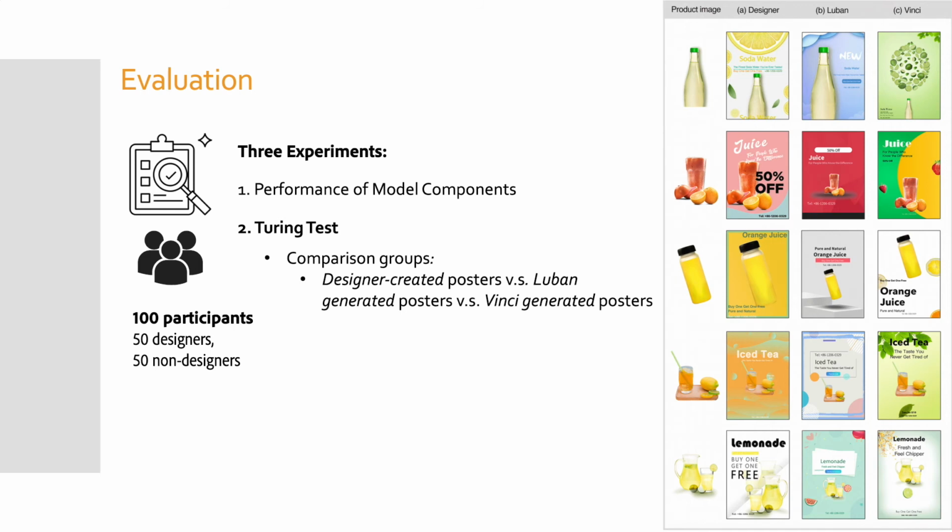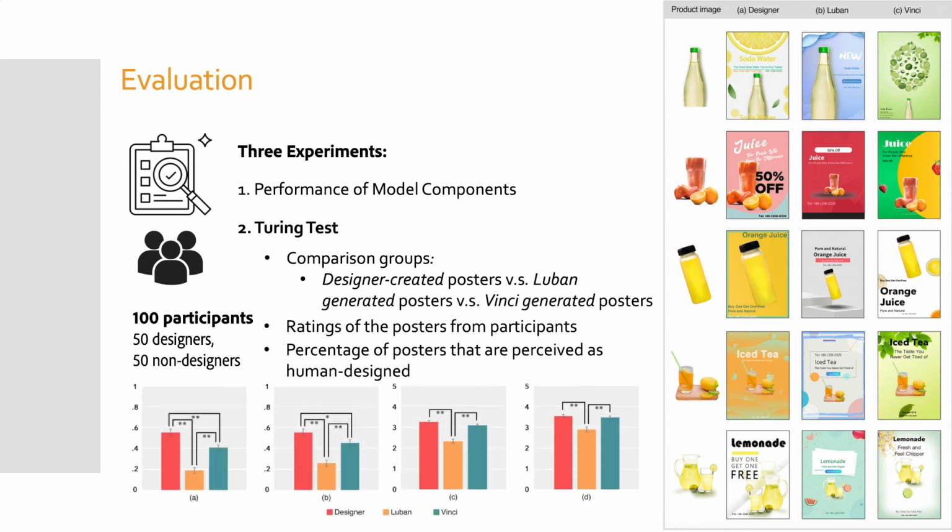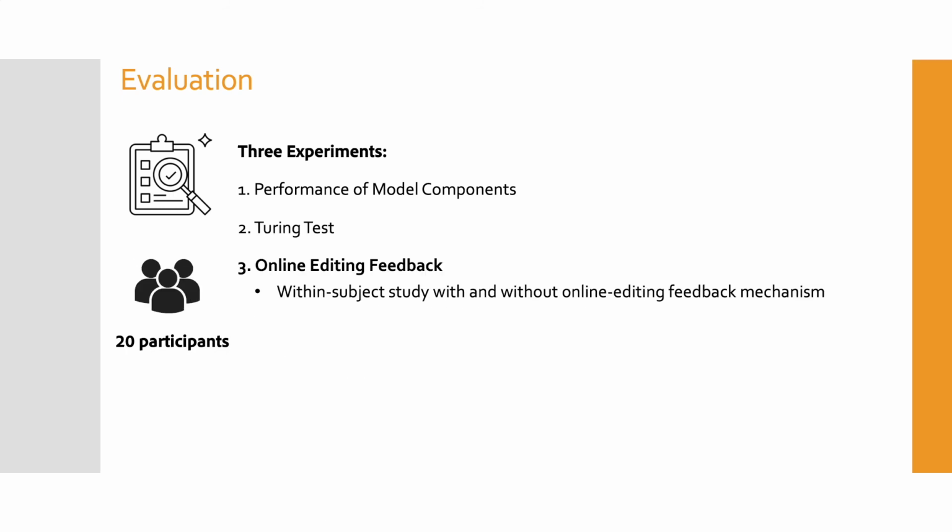In our second experiment, we test the overall design quality of posters by asking the participants to rate designer-created posters, posters generated by a commercial state-of-the-art tool developed by the Alibaba group called Luban, and the posters generated by Vinci, and ask them whether they think the posters are generated by human or machine. Without any doubt, posters from real designers received the highest ratings. However, we found a significantly larger percentage of posters that are perceived as human-created in Vinci compared to Luban, while at the same time they also receive higher ratings, which indicates that our system actually outperforms the state-of-the-art tool.